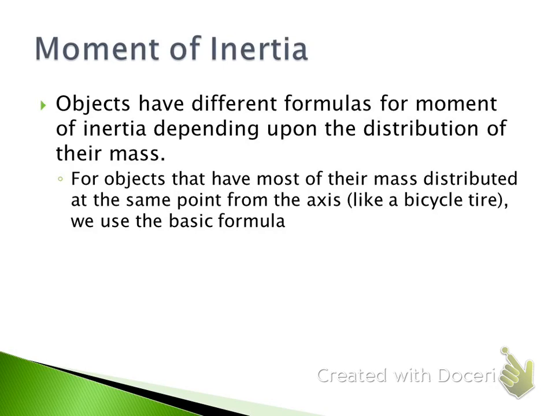Okay, for objects that have most of their mass distributed at the same distance around the axis, like a circle, like a hula hoop or a tire, things like that that have even distribution of mass at an even distance from the axis point, we would use the basic formula, I equals m times r squared. Okay, for the other ones, I'll pass out the table to you that tells the different equations for different circumstances.